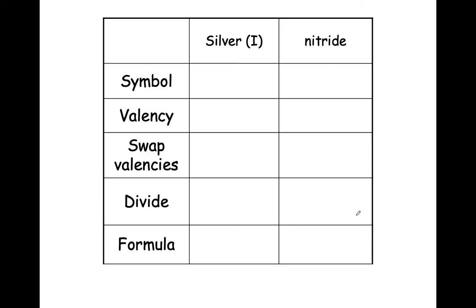So silver(I) nitride. We start off with the symbols for each of the elements involved. The symbol for silver is Ag. The symbol for nitrogen is N. Now this Roman numeral here tells us that silver's valency is 1. Nitrogen is in group 5 of the periodic table. That means it has a valency of 3.